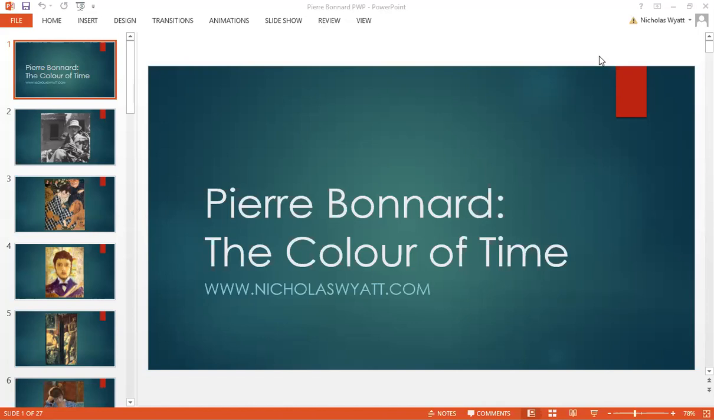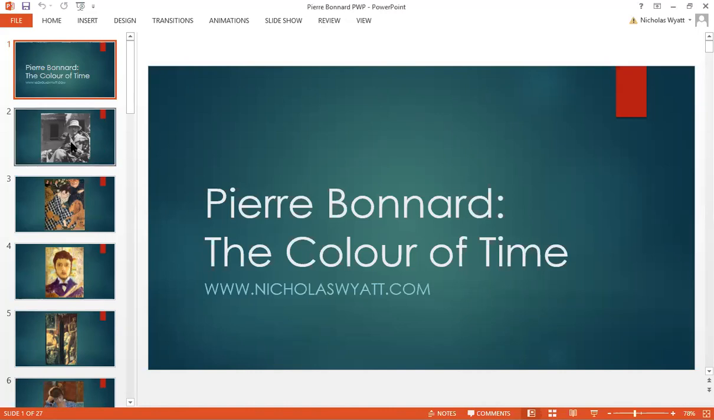Pierre Bonnard is one of the great masters of the use of colour in modernism, in modernist painting. Bonnard was born in Paris and from a fairly well-to-do family, and I think it was initially intended that he go into one of the professions, something like law.